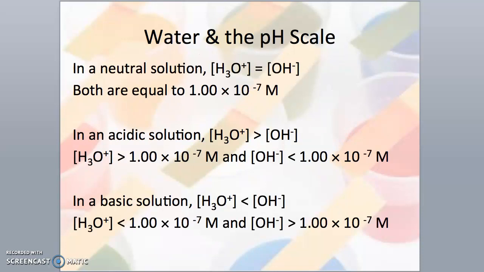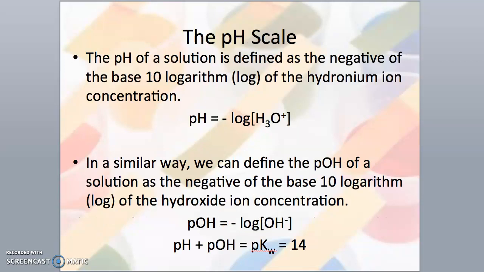pH is a measurement of the amount of hydronium ion in solution. In a neutral solution, the hydronium ion is equal in concentration to the hydroxide ion, and both will have a concentration of 1 times 10 to the negative 7. Acidic solutions have more hydronium ion than hydroxide, and basic solutions have more hydroxide ion than hydronium. pH is determined by taking the negative log of the hydronium ion concentration. Likewise, we could calculate a pOH by taking the negative log of the hydroxide ion concentration.